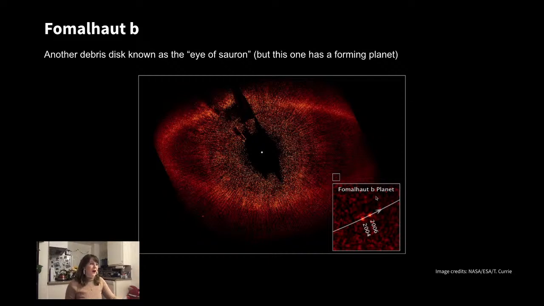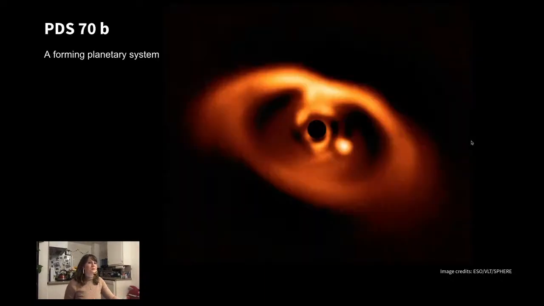So this is Fomalhaut, and there's this little planet in here that for a while, people were unclear if it was a planet or if it was just extra dust, but it looks like there is actually a planet in there that is orbiting, and so it's forming within this big debris disk, which is really cool.